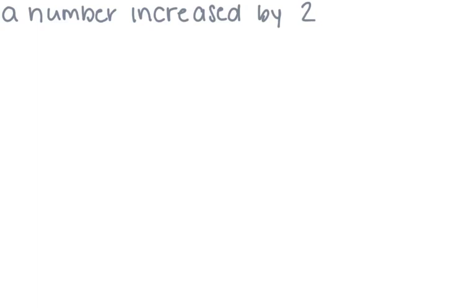So how could we show in an expression that a number is increased by 2? So we're going to have to use a variable here. And I'm going to choose A as our variable. And then increased means that we are adding 2. So this expression, A plus 2, shows that a number is increasing by 2. Or you could say 2 plus A. They are exactly the same.